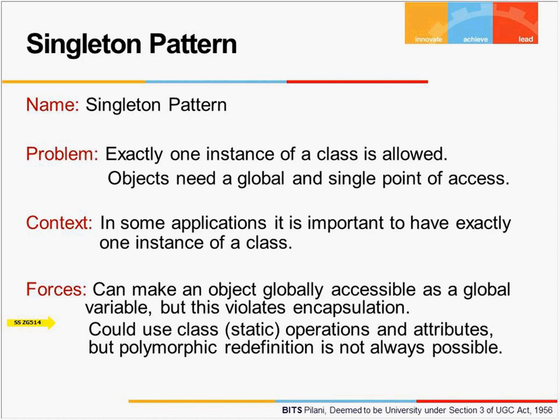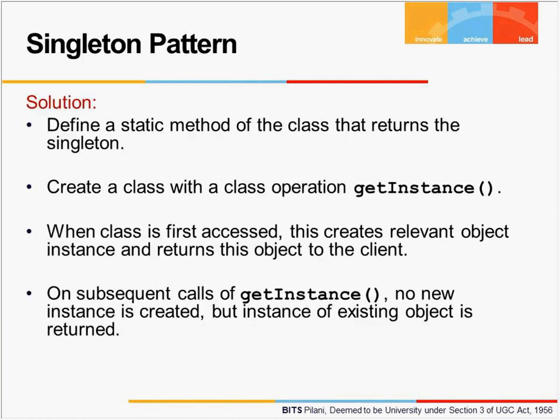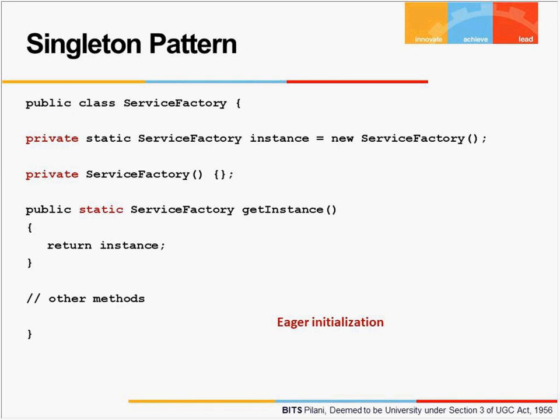We'll quickly see the solution that the singleton pattern proposes. A static method of the class returns the singleton: create the class with a class operation getInstance. Let me go to the implementation first, and then I will come back to the slide. Let's understand this, and then we'll be able to better understand the implementation given by the singleton pattern.